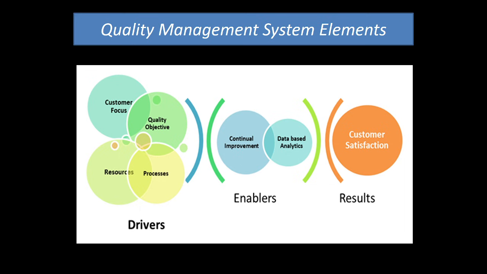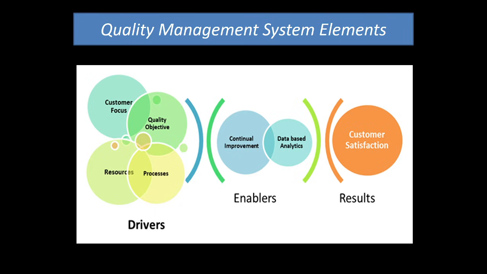Next, we come to quality management system elements. We can divide this model into three major parts: drivers, enablers, and results. We'll start with the drivers. The elements on the left side of the slide represent the drivers of our quality management system. These are the components that initiate and sustain quality performance within an organization, and they include customer focus. This is the heart of ISO 9001. Everything we do should begin with understanding customer needs, expectations, and requirements.